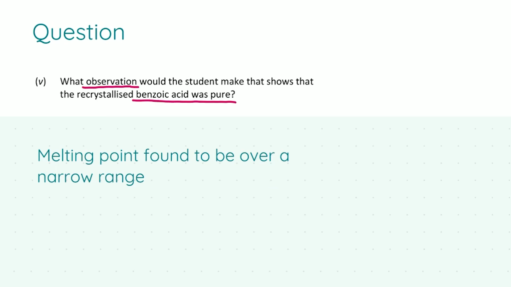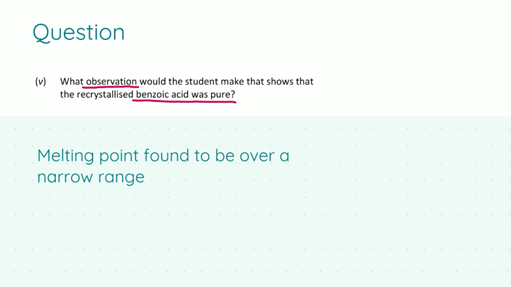Now, so part 5, they're looking for what observation the student would make that shows that the recrystallized benzoic acid was pure. It's important there that you pay attention to the word pure, because if they're saying impure or whatever else they might say, it could be a different answer. But in this case, they're looking for a melting point range that is very narrow.